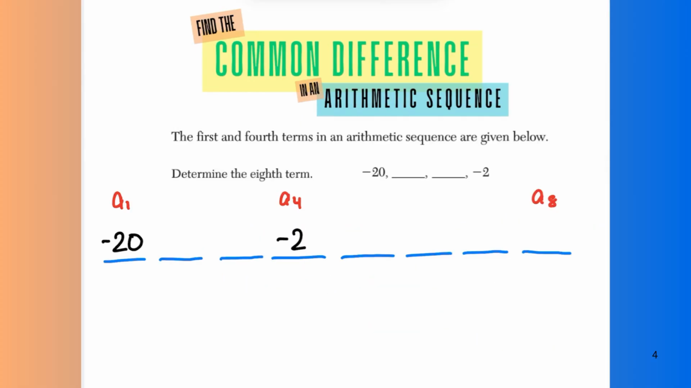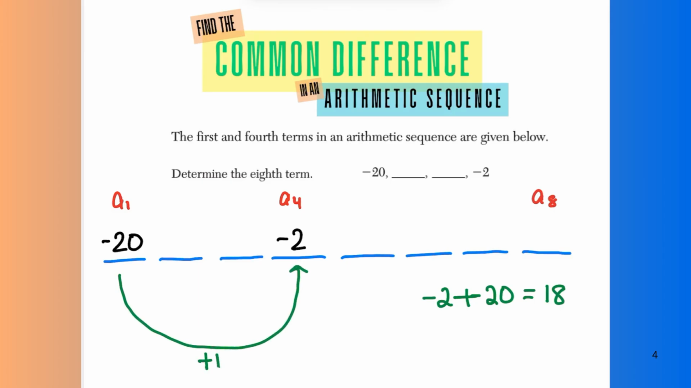Now, the difference in this example is that they didn't give us 2 terms that were consecutive, right next to each other. This problem gave us the first term and the 4th term. But that's okay. We're still going to follow the same process and find their difference. So if I do -2 minus -20, that's the same thing as -2 plus 20, and that's going to give me 18. So that means that to get from -20 all the way to -2, what I did was plus 18. But that's not my common difference, right?